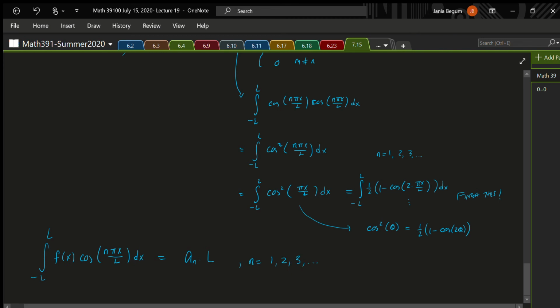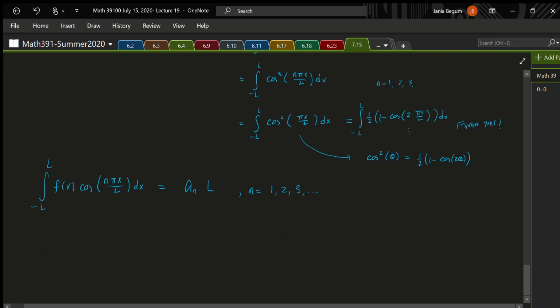Then by solving for a_n, we finally have the formula we want. a_n is going to be 1 over L times the integral from negative L to L of f of x times cosine of n pi x over L dx. So that's the formula we were after. Any questions on this derivation?